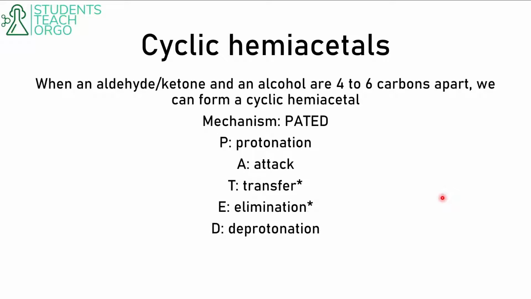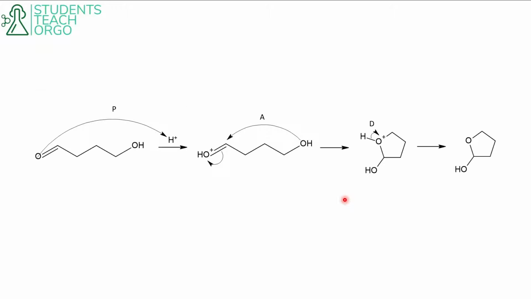Now for cyclic hemiacetals, you'll notice that the T and E steps have this asterisk here. That's because they don't always occur in cyclic hemiacetal formation specifically, but in other mechanisms that follow the PATED skeleton, they may or may not occur. So we'll get into that on the next slide.